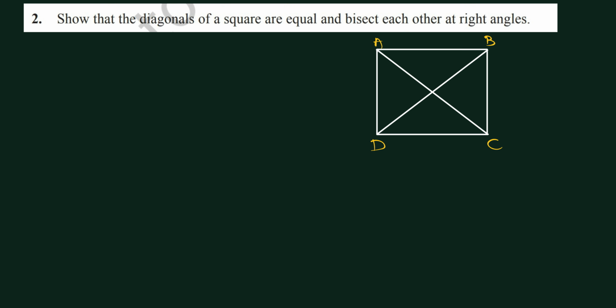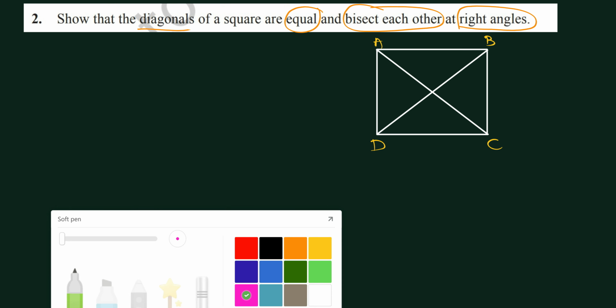Show that the diagonals of a square are equal and bisect each other at right angles. Okay, so here it is given that it is a square. You have to prove the diagonals are equal, and also you have to prove the diagonals bisect each other, and also that the diagonals bisect at a right angle. To prove these three things, first you write the given.